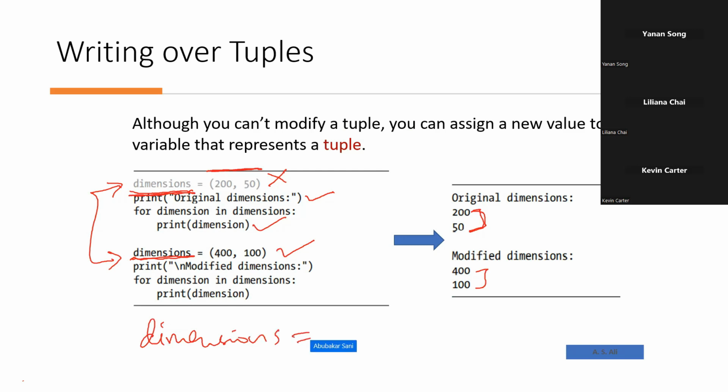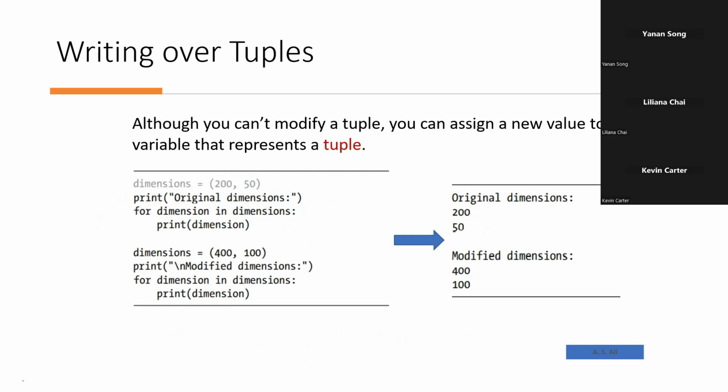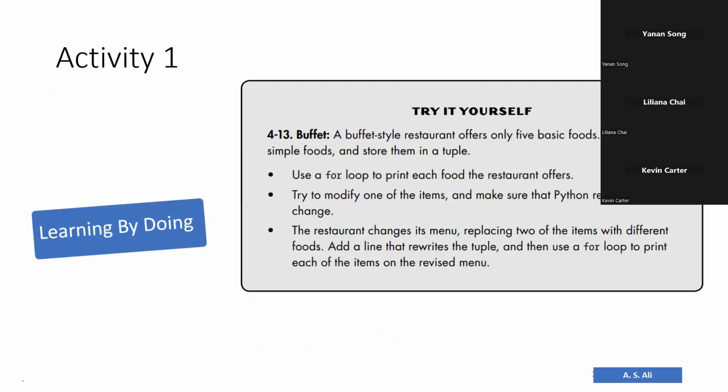So you can change the value it is holding, but you cannot change the item. Dimensions can be 200 by 50. Next time you can say dimensions is equal to 100 by 20. Then now this will be the dimensions and so on. But the moment you try to change any item, the computer will raise an error.